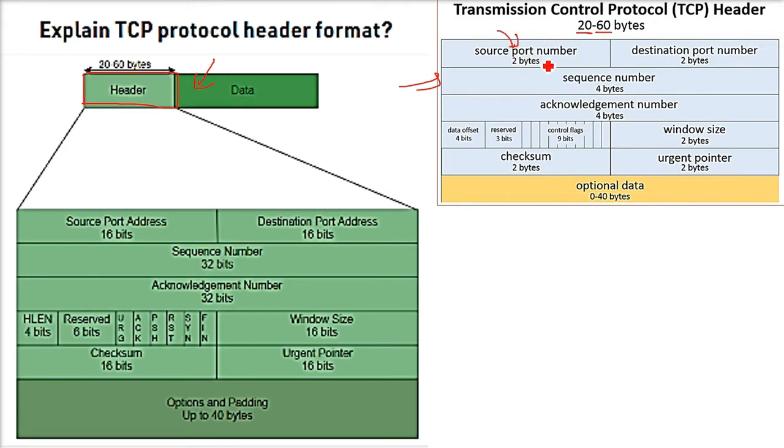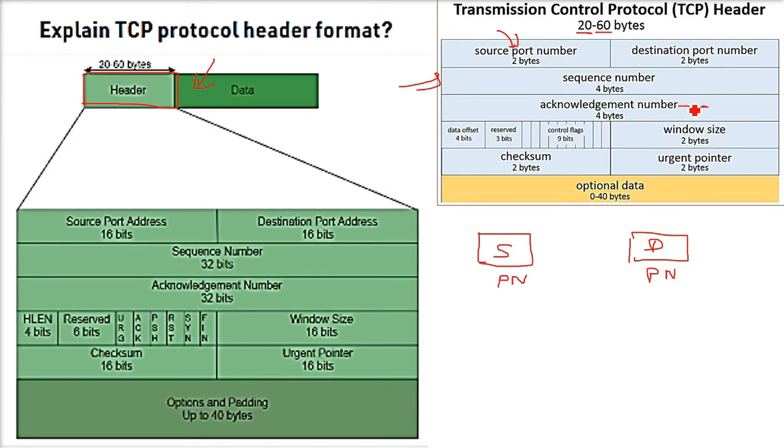First one is the source port number. So sender, receiver. The sender will have a port number, and that port number will be automatically generated, given by the operating system, from 5000 to 6500, like that. Then the destination port number, of course, where you want to connect. You are trying to access HTTP, that will be 80. So that will be the destination port number.